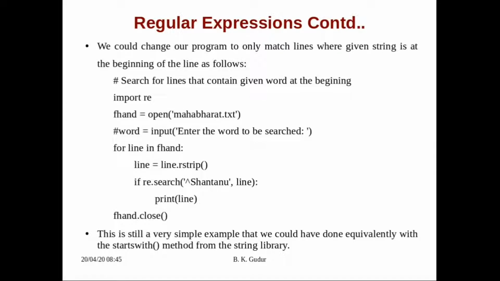In the previous program, we just searched for a line where that word appears, wherever it may be. Those lines we extracted where the given word appears anywhere in the line. But now we'll change the program to only match the lines where the given string or word is at the beginning of the line, not anywhere. For example, in the previous program, while executing, I gave the input Shantanu. That Shantanu word appeared anywhere in many lines, but now it should extract only those lines where Shantanu is at the beginning of the line.